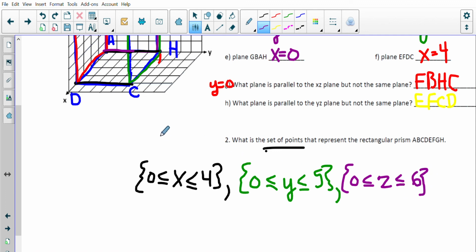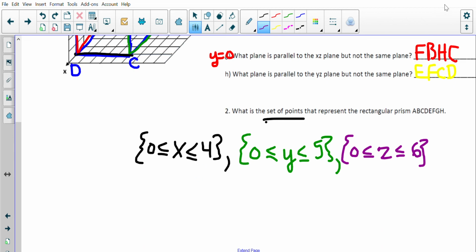So when it's asking for what's the set of points that represent this rectangular prism, essentially, I guess you're looking at it as a three-dimensional domain and range. Only they can't call it domain and range because we have 3 different axes to worry about, not just 2 of them. And there we go.